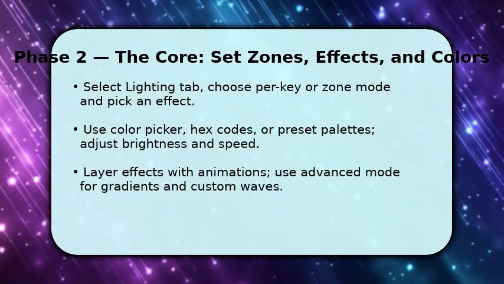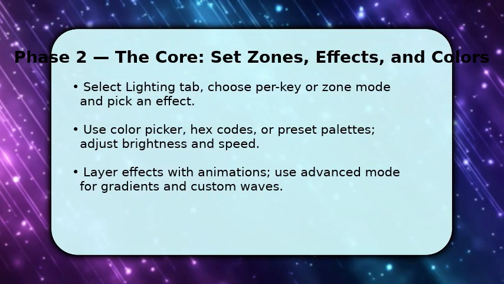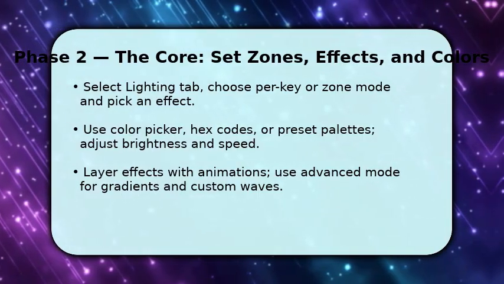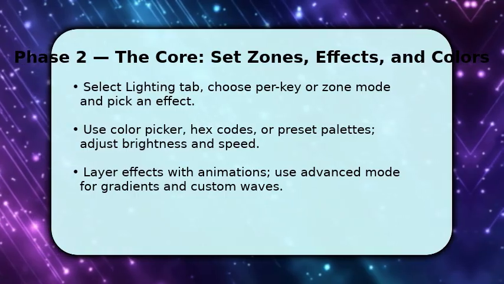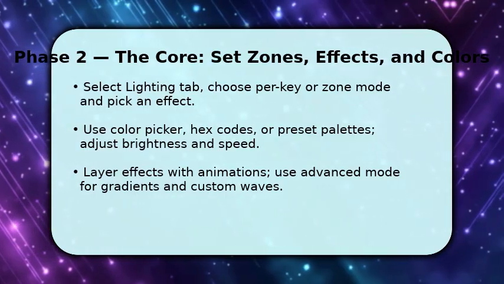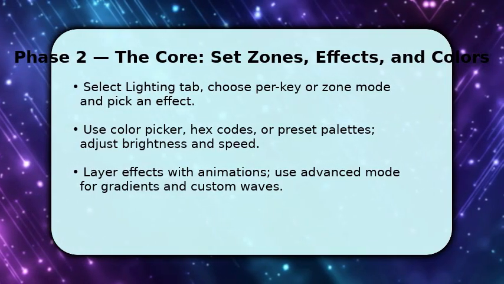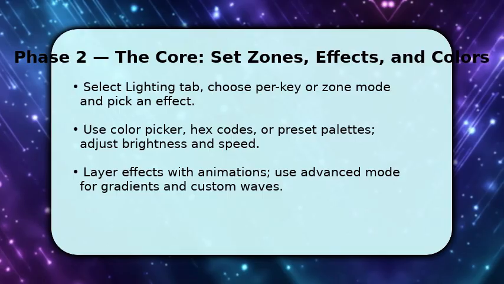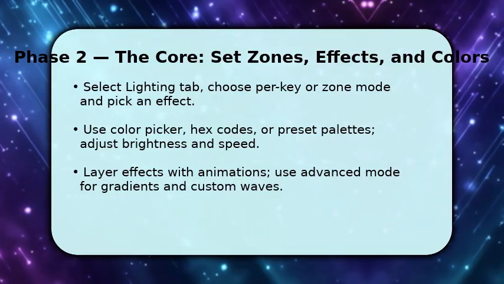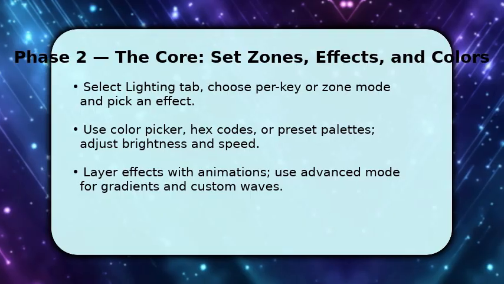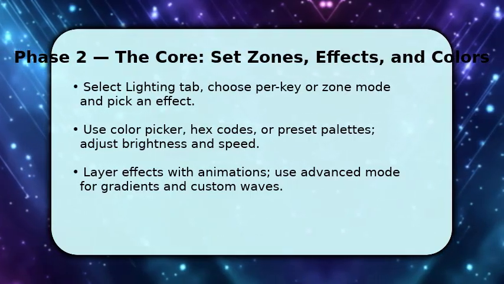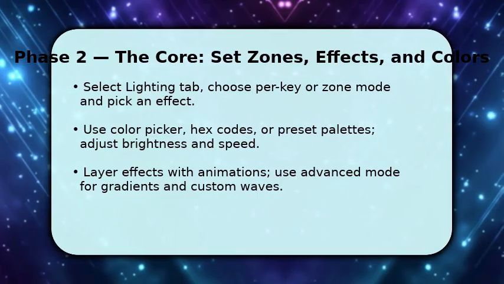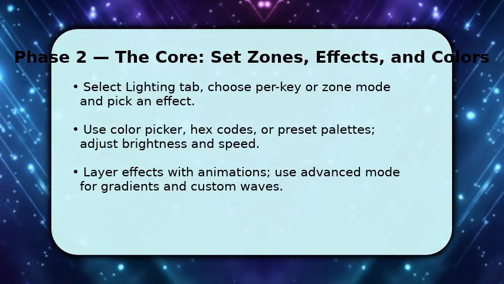Once done selecting the lighting tab, set whether you want per key control, zones, or a global color. This choice determines precision versus simplicity. Use the color picker or enter a hex code for exact hues and adjust brightness and effect speed to match ambient lighting. If you want motion, pick a wave or ripple, then layer another effect in advanced mode to combine static colors with animation. Make sure to preview changes so you can fine-tune transitions and timing before saving the profile.